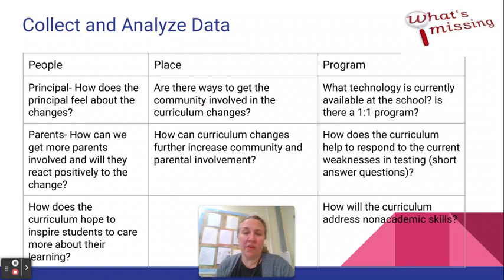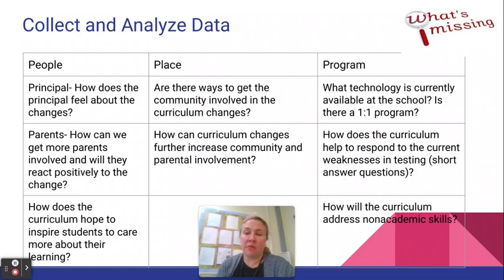As to where the location is, how can curriculum changes further increase community and parental involvement? And are there ways to get the community better involved in the curriculum changes? And for the program, what technology is currently available? I feel like that's a big thing to consider. Is there already a one-to-one program? Because if they're going to be a technologically rich program in an urban area, you need to ensure that you are providing a device for every student.